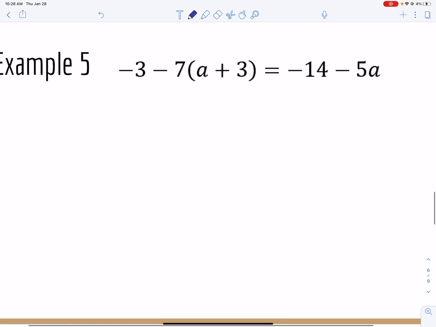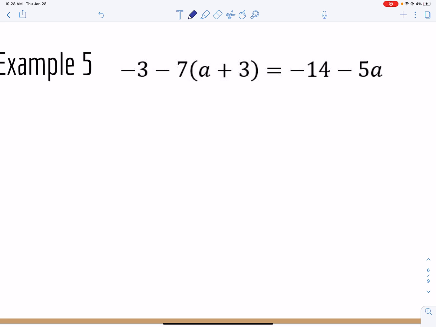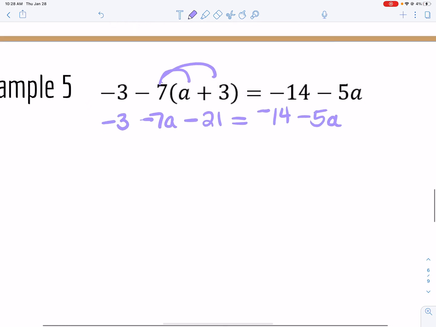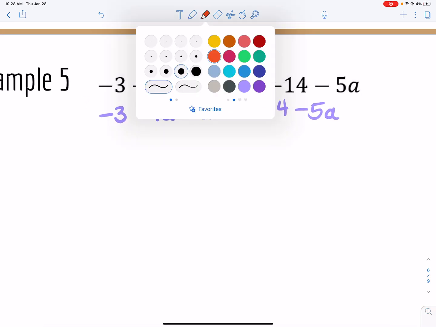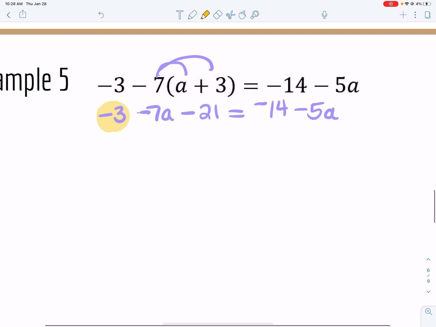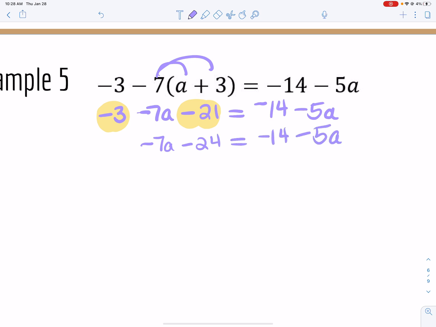All right, I'm going to go ahead and work this one with you. The first thing, again, you have to get rid of the parentheses first. Order of operations, you always get rid of the parentheses first. So negative 3 minus 7a minus 21 equals a negative 14 minus 5a. I like to get my like terms together on one side. These are the same, so I'm going to take one extra step to get them together, and then I'll start moving things, because now it's much simpler.